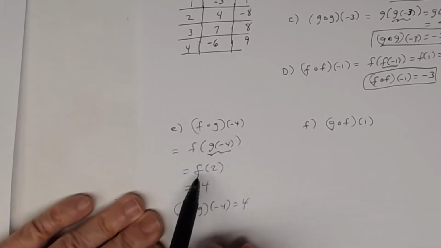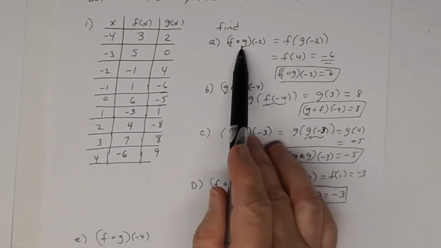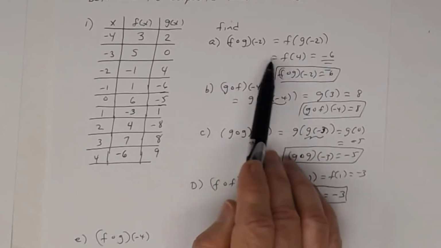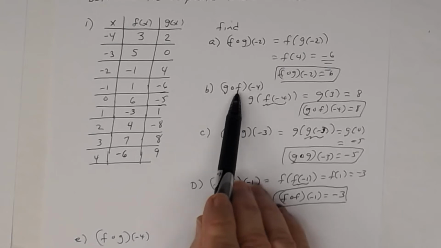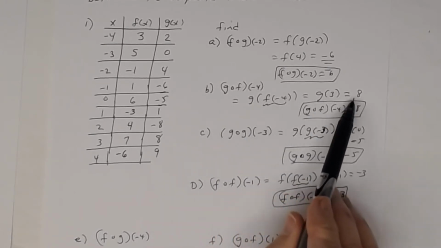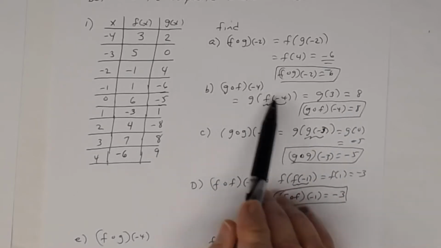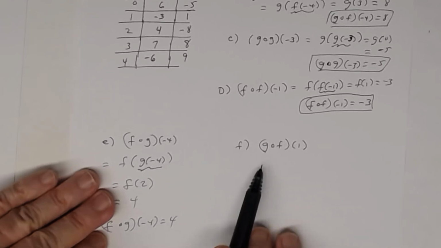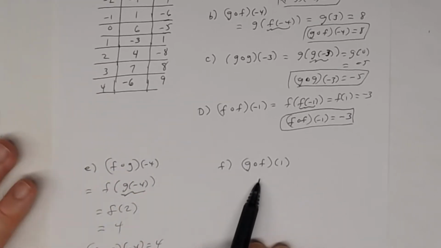So remember, all these are equivalent. This is equal to this, is equal to this, is equal to this. So therefore, this equals this. This notation is equal to this notation, which equals this, which equals 8. So therefore, this must equal 8, and so on. Okay? All right, and then finally, for this example, letter f.